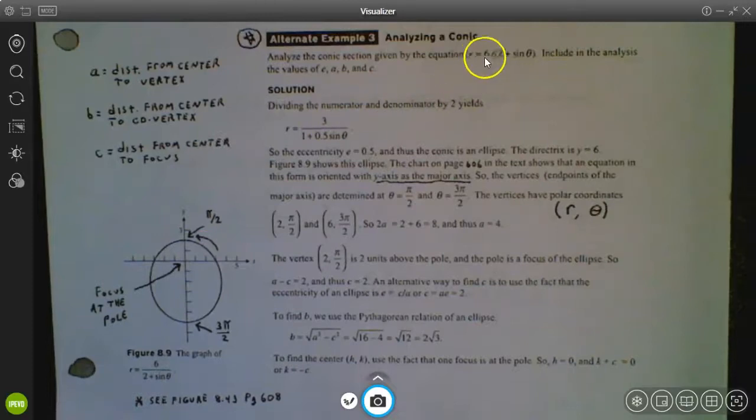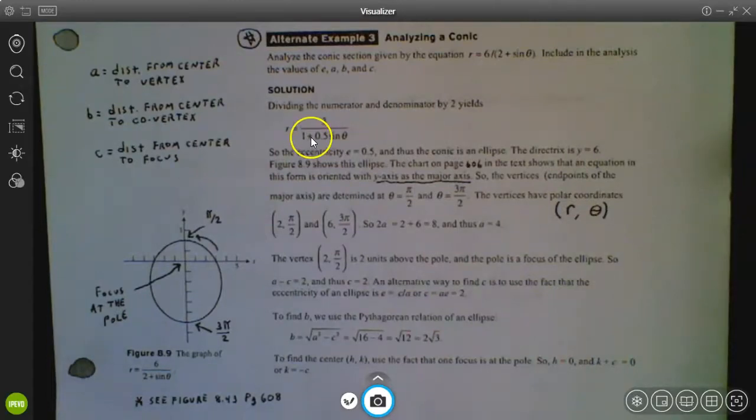So let's look at what they gave us here. The first thing we're going to do, just like we did up above, is divide everything by 2 so that we can put this in alignment with the raw formula in order to pull out the information that we want to see. We can see the eccentricity is 0.5, one of the things they want us to identify. Because it's 0.5, a value less than 1, this must be an ellipse.